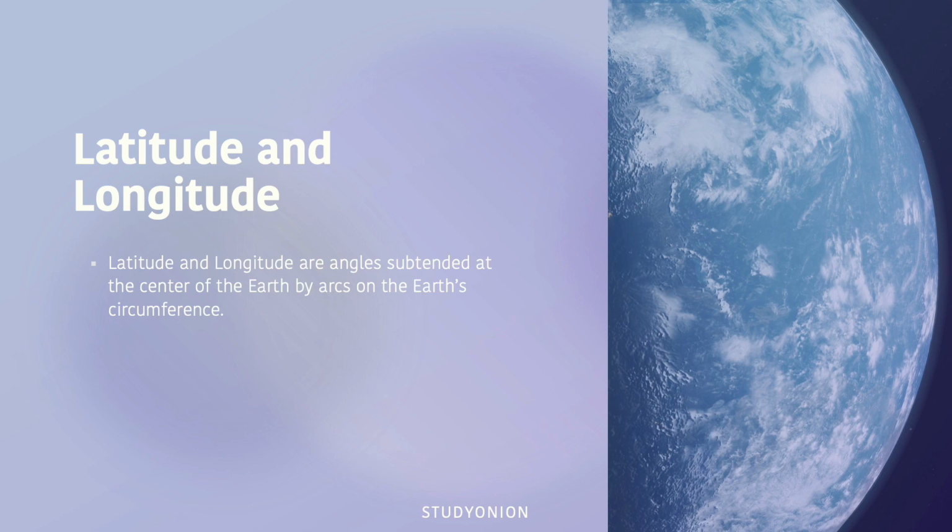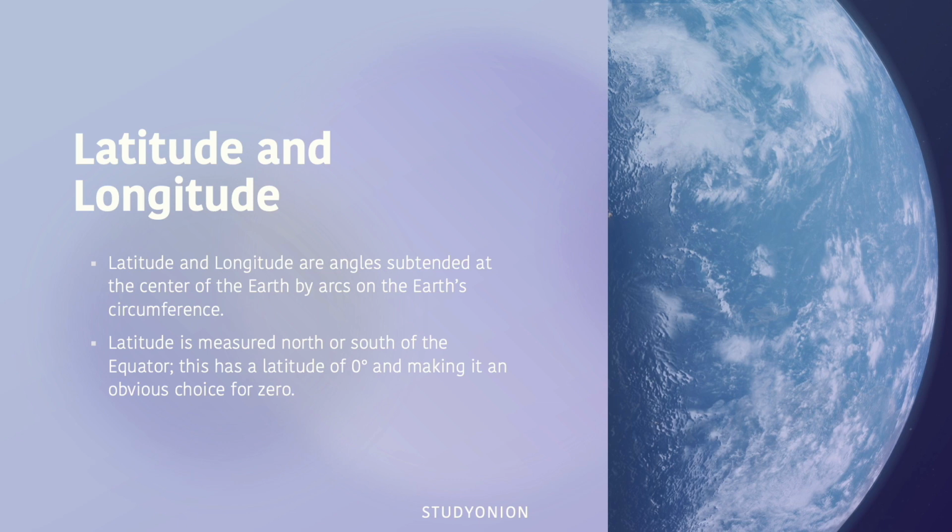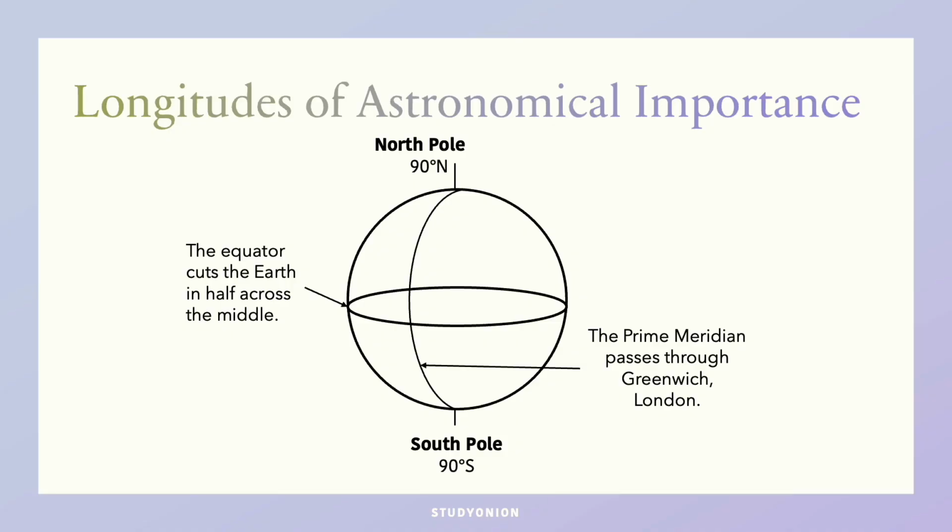Now, latitude is measured north or south of the equator. This has a latitude of 0 degrees and is quite an obvious choice for the 0 of latitude. Longitude is measured east or west of the prime meridian. Now, you might ask, what is the prime meridian? The prime meridian is the 0 point of longitude, and it passes through the Royal Observatory of Greenwich.